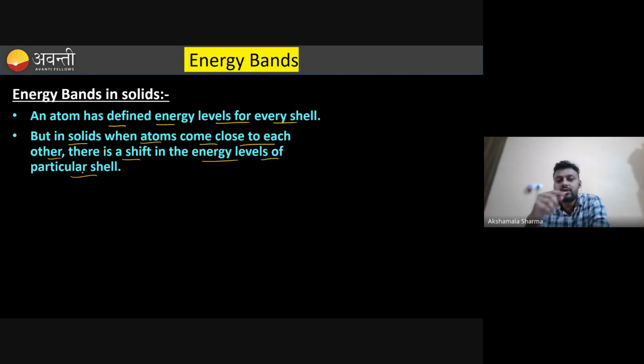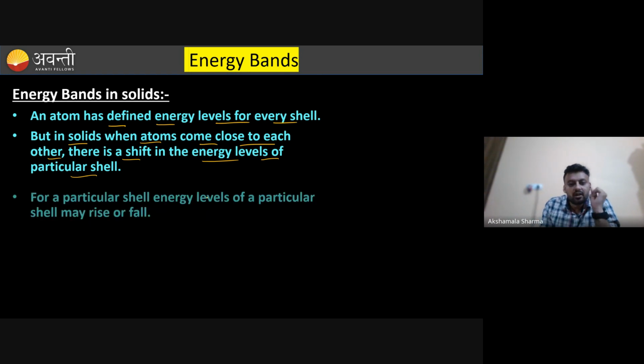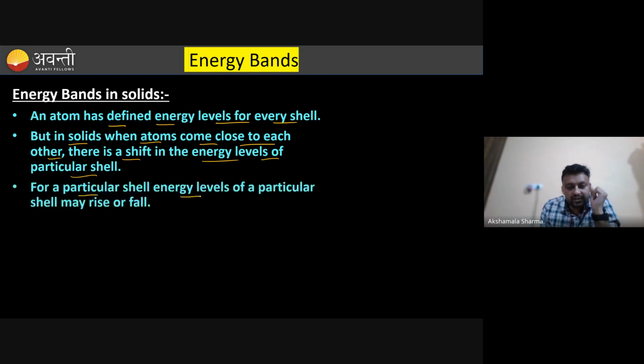Now it's time to take the notes. This is a section where you can write down everything I'm saying. In solids, when atoms come close to each other, there is a shift in the energy levels of the particular shell. Why the shift? Because of the interaction. For a particular shell, the energy levels may rise or fall. I told you it may increase or decrease. Clear?